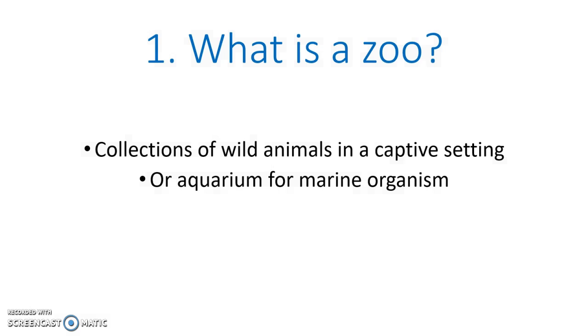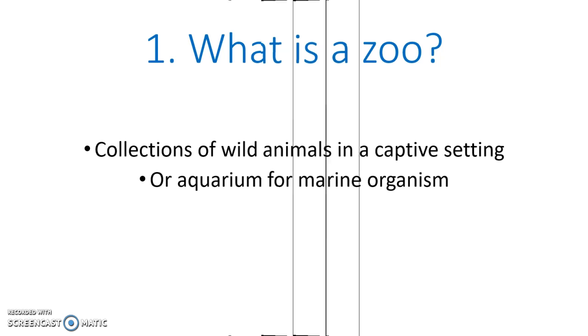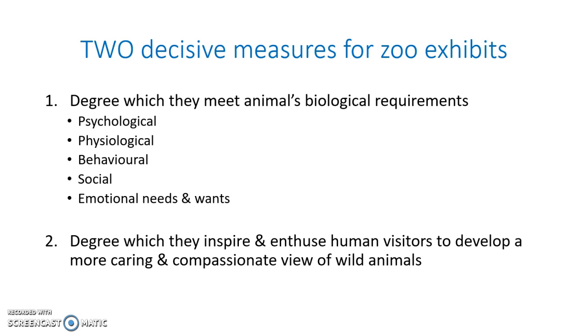So what is a zoo? Basically, it is a collection of wild animals in a captive setting, or aquarium for marine organisms. There are two decisive measures for zoo exhibits. First is the degree which they meet animals' biological requirements, either psychological, physiological, behavioral, social, emotional needs and wants, and secondly, the degree which they inspire and enthuse human visitors to develop a more caring and compassionate view of wild animals.